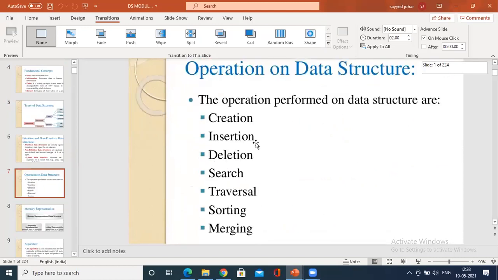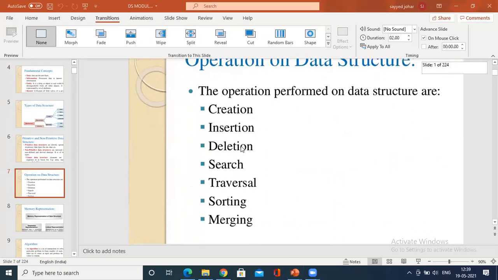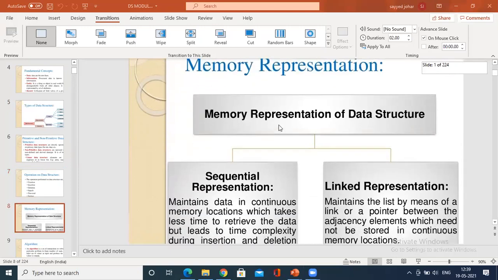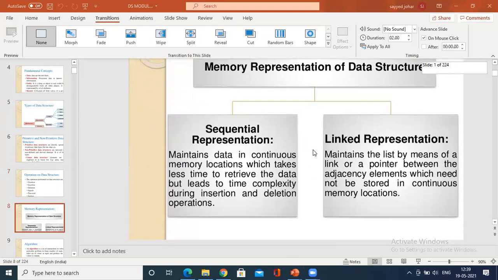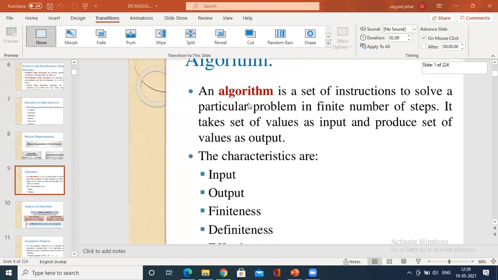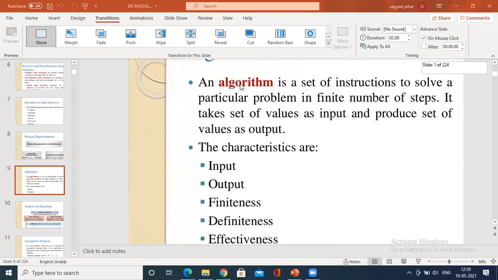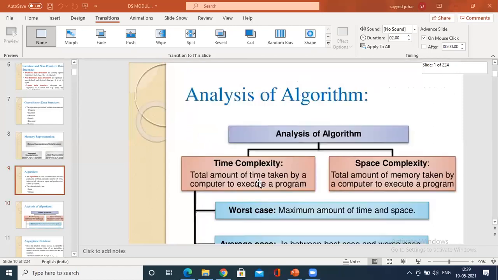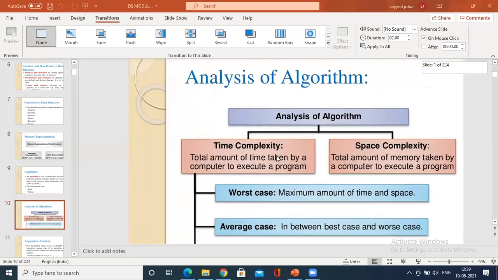Yesterday we have seen one of the linear data structures, called single dimensional array. We have seen insertion and deletion. Overall I have just shown you, not in detail. Next, memory representation. There are two types, sequential and linked, I said. And we have come to the algorithm. What should an algorithm consist of? Input, output. These are the characteristics with respect to the syllabus.